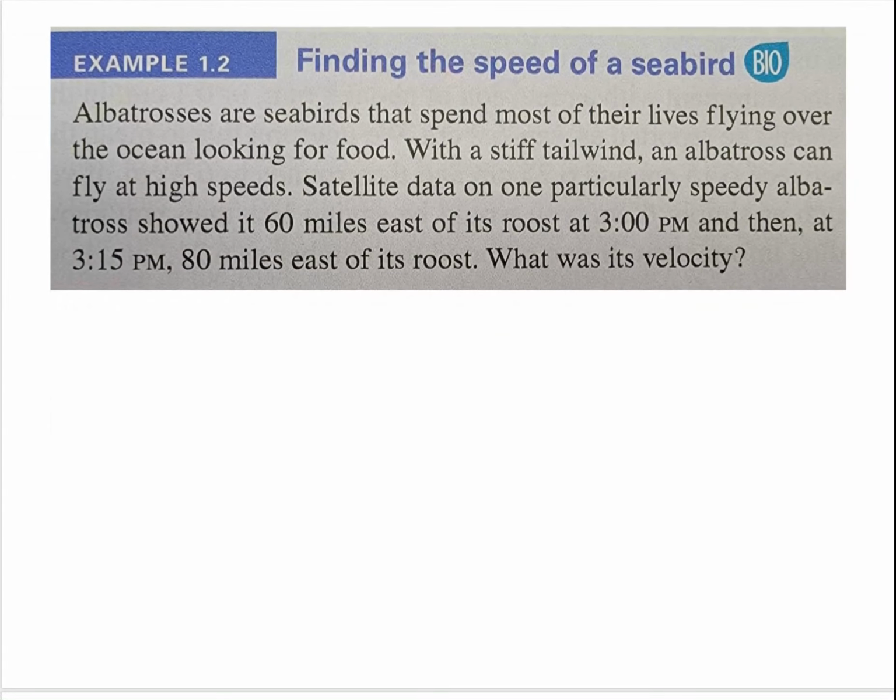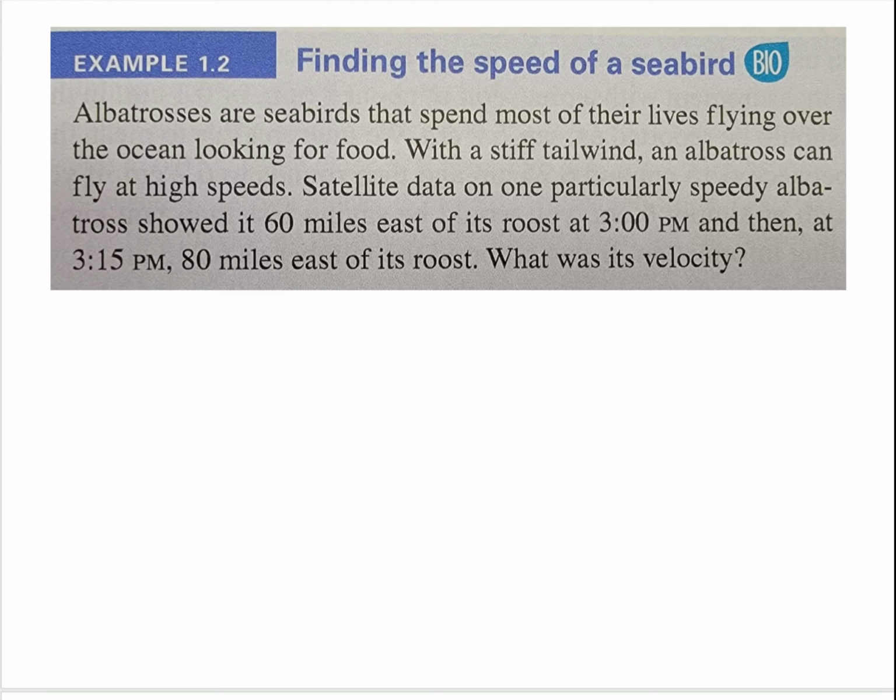Okay, so let's see. Finding the speed of a seabird. Albatrosses are seabirds that spend most of their lives flying over the ocean looking for food with a stiff tailwind, which means the wind's behind, pushing along. An albatross can fly at high speeds. Satellite data on one particularly speedy albatross showed it 60 miles east of its roost at 3 p.m. and then at 3:15 p.m., 80 miles east of its roost. What was its velocity? It went 20 miles in 15 minutes.